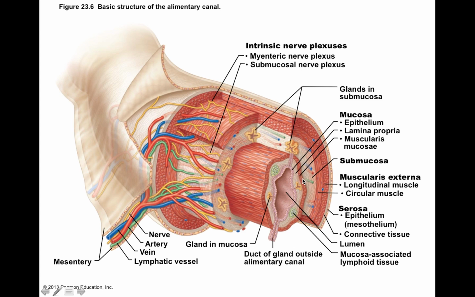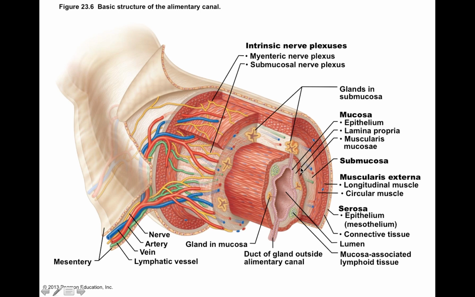And then deep to that, we have another layer of muscle called the muscularis mucosa. It's just a really, really thin layer of smooth muscle that's involved with some muscle contraction and propulsion of digestive contents. So these three together form the mucosal layer, right?